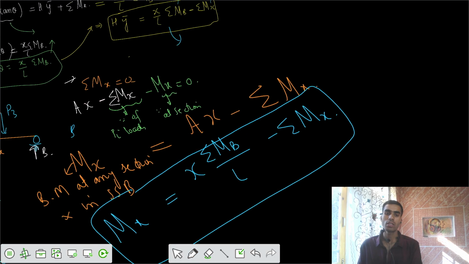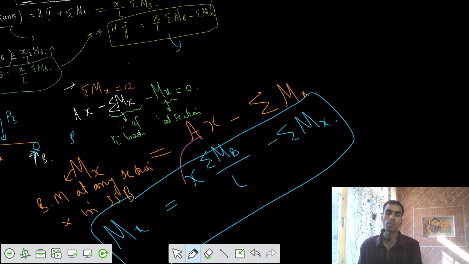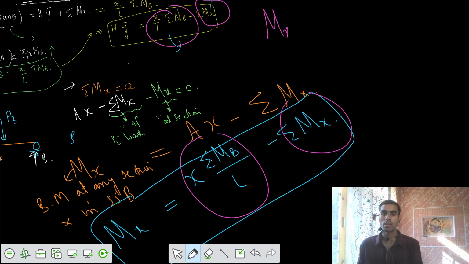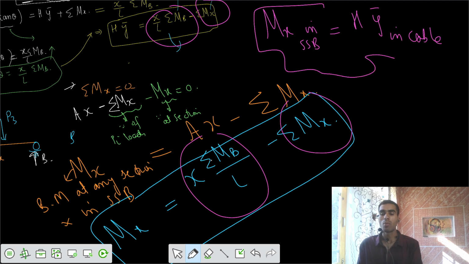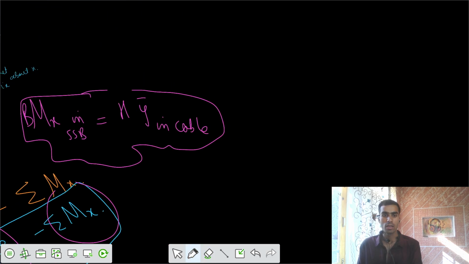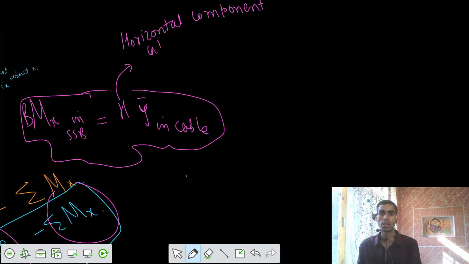So if you see those two equations, this part is here and also here. So I got that Mx in the simply supported beam equals h times y bar in the cable. Do we get it? This bending moment at any section x in the simply supported beam also equals h times y bar in the cable, where h is the horizontal component of the cable tension.